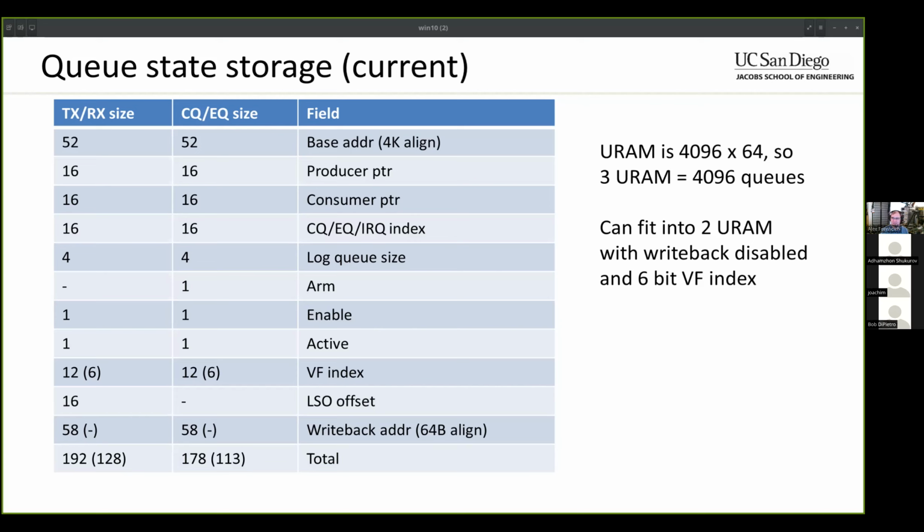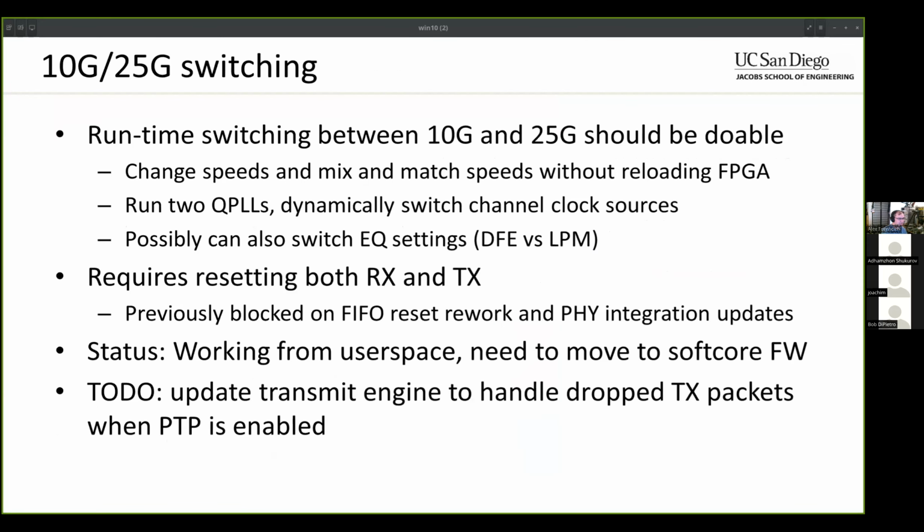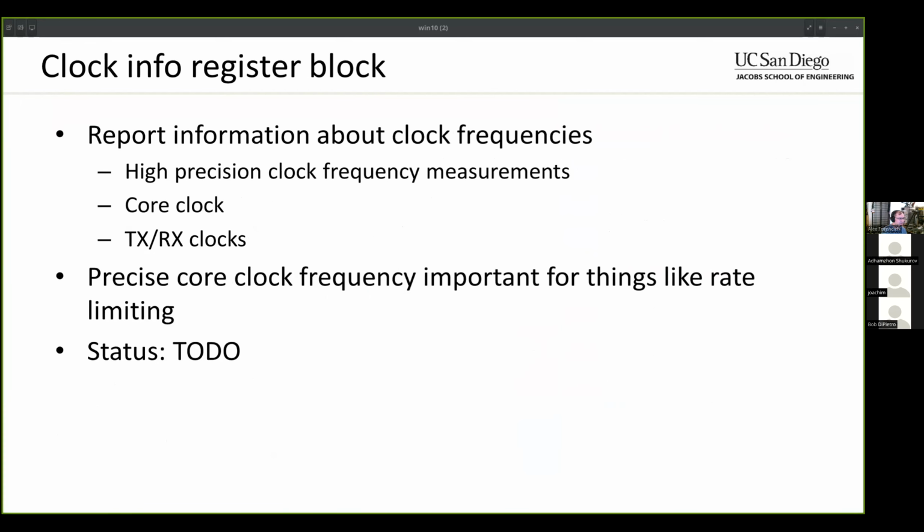I don't think it's necessary really, because when you're processing stuff, you're going to want to set that to go back into polling mode. Without that set, you can still read the queue pointers out of host memory if you want, and everything works just fine. So not a big deal. I think that's about it in terms of updates. I still have the carryover to-do items: softcore, 10G25D switching, and the clock register block that I need to implement.